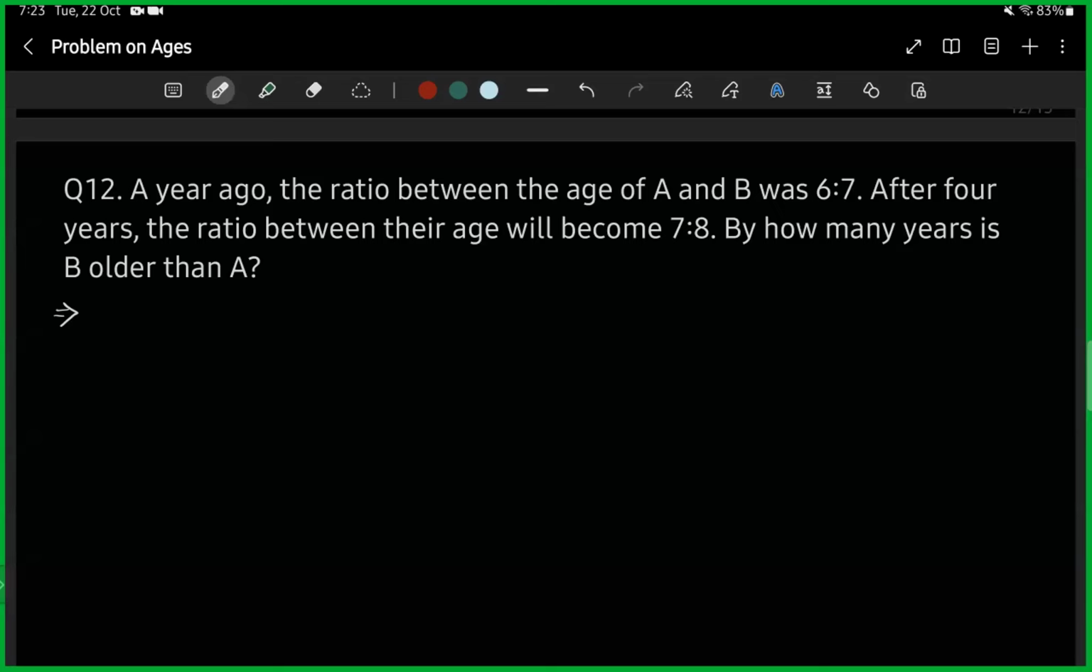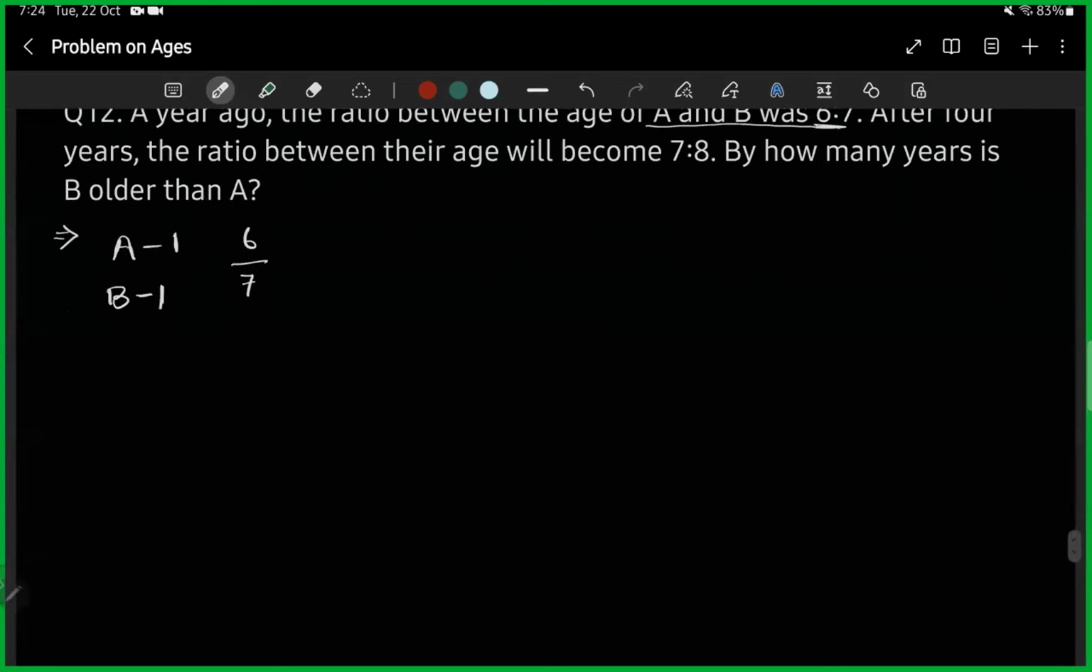Okay, this question is a little different than all our previous questions, so I'll just do it here. So a year ago, the condition is given along with the ratio. For this type of question, you can write it as a year ago means A minus 1, and since we're going to write it in ratio, you just write below. And for B also, a year ago. Here the ratio is 6:7. 6 is for A and then 7 is for B.